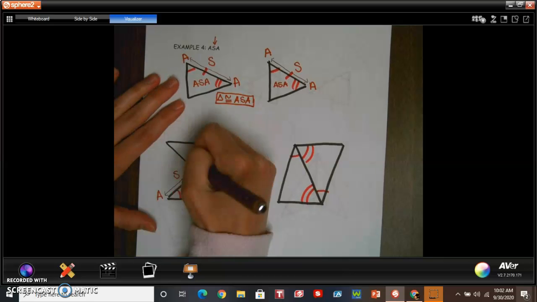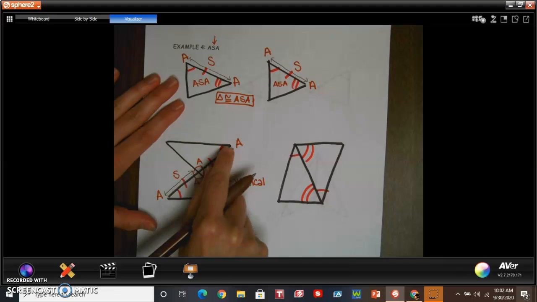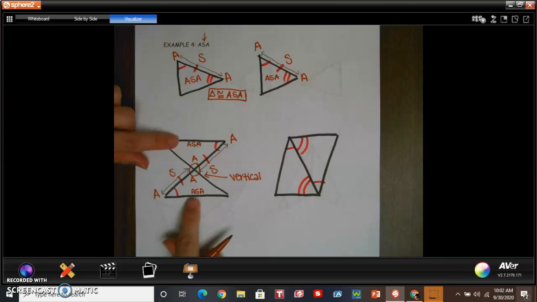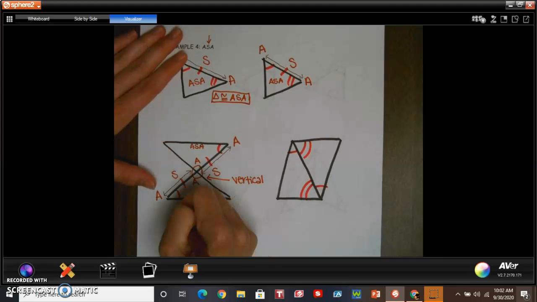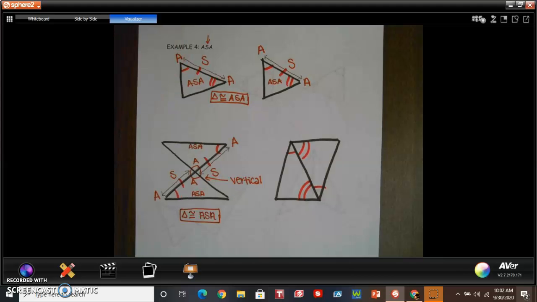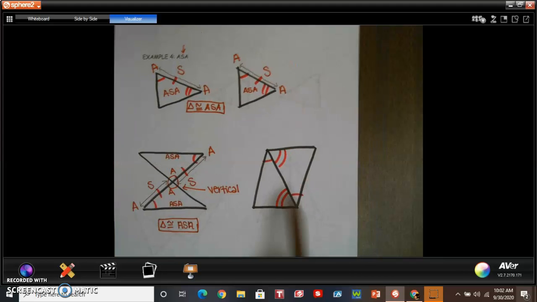Okay, now I'm going to connect this side. I notice I have angle, side, angle. They match, so therefore we are congruent by angle, side, angle. Okay. Let's look at this one here.